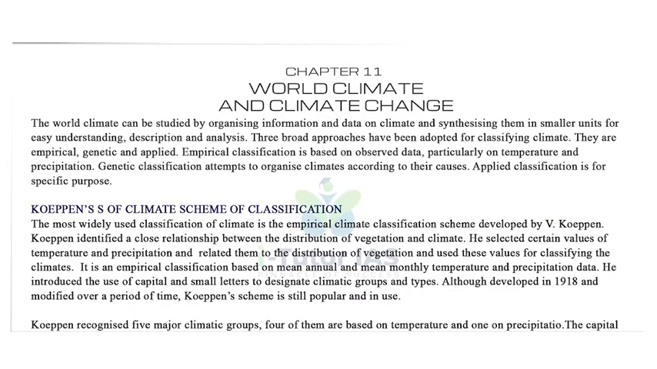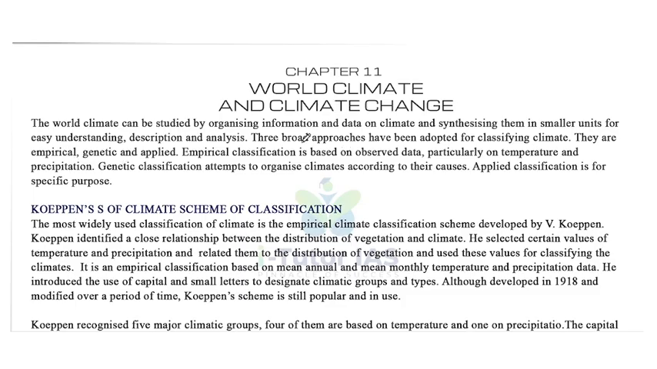Today, we are going to discuss Class 11 Geography NCERT Fundamentals of Physical Geography, Chapter 11 World Climate and Climate Change. The world climate can be studied by organizing information and data on climate and synthesizing them in smaller units for easy understanding, description, and analysis. Three broad approaches have been adopted for classifying climate. There are empirical, genetic, and applied.